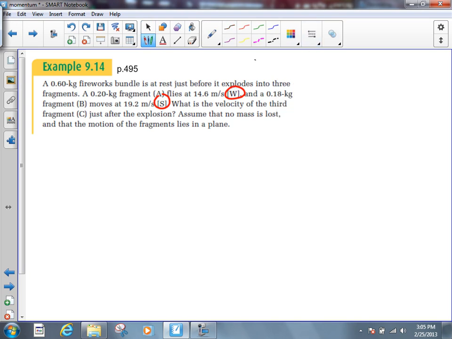We'll make this my explosion point, x. X marks the spot. We have a 0.20 kilogram fragment. We'll call it piece number 1. It has a mass of 0.20 kilograms and a velocity of 14.6 meters per second after the explosion has taken place. Object number 2, or object B, whatever you want to call it, is moving to the south after the explosion takes place. Its mass is 0.18 kilograms, and its velocity is 19.2 meters per second.